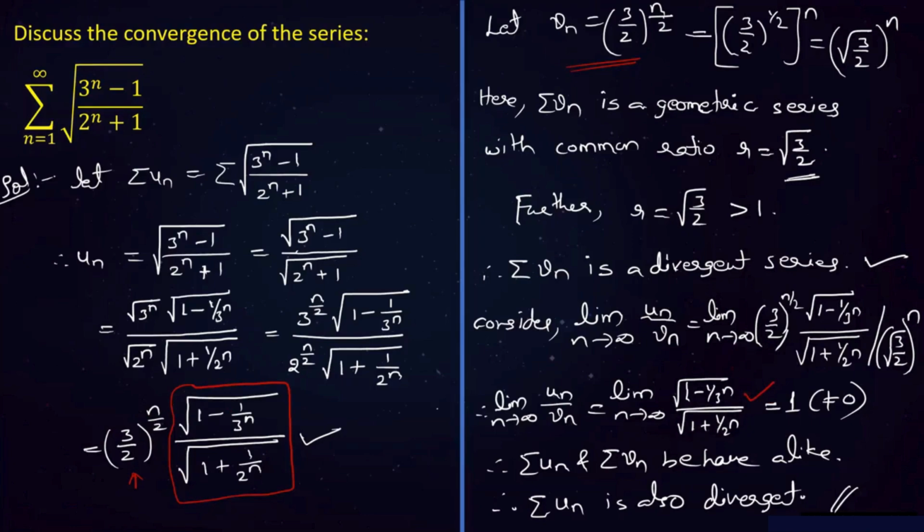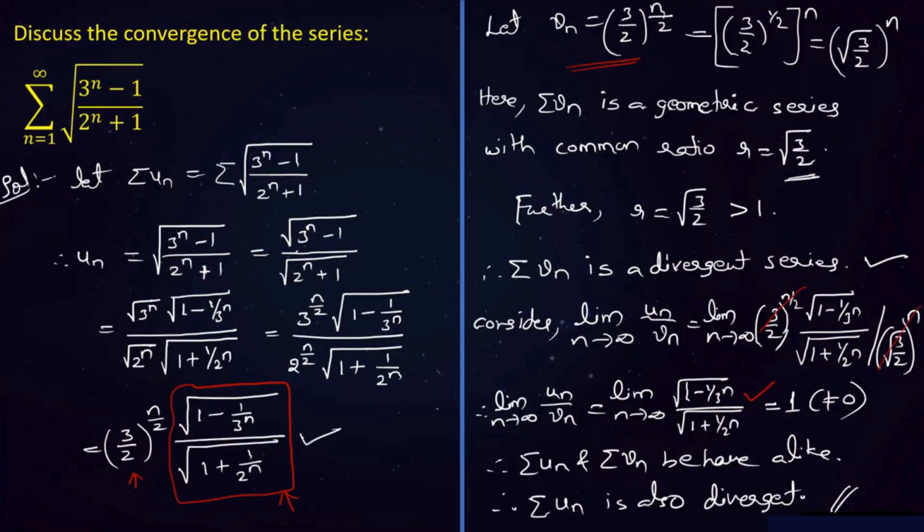Square root of 1 minus 1 by 3 power n divided by square root of, this particular term only remains there, right? And for that, though you can understand here, 3 by 2 whole to the power of n by 2 divided by root of 3 by 2 to the power of n. You can just cancel these two terms. That's how we got only the remaining terms, whichever is highlighted here. That's what you get here.